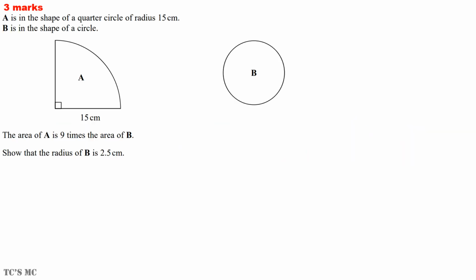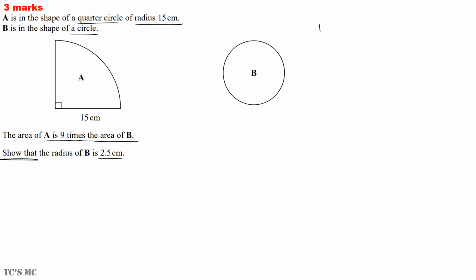A is in the shape of a quarter circle of radius 15 centimeters. B is in the shape of a circle. The area of A is 9 times the area of B. Show that the radius of B is 2.5 centimeters. If it says show that, we need to show perfect method that results in 2.5 centimeters.